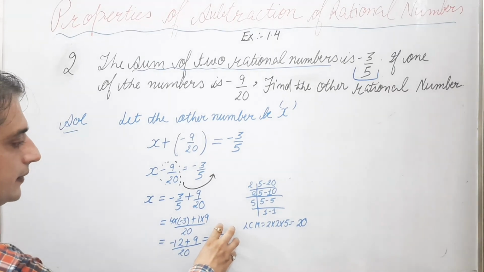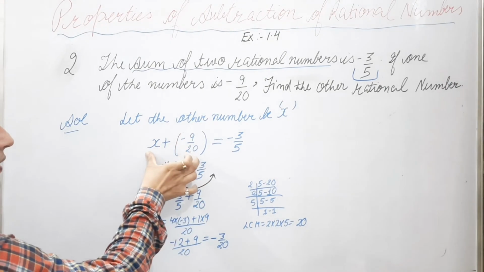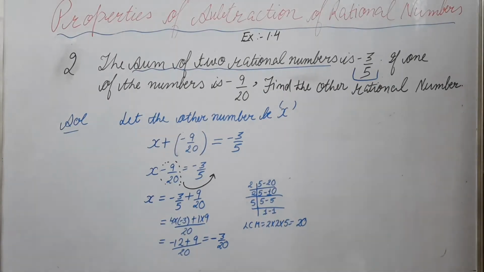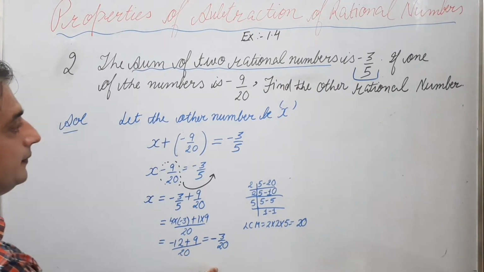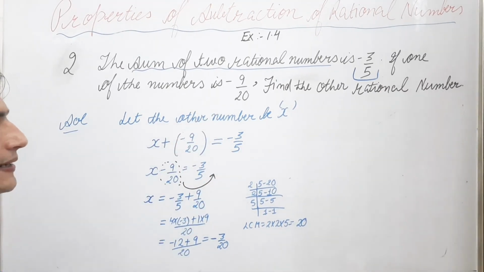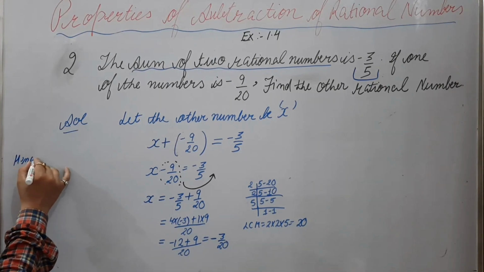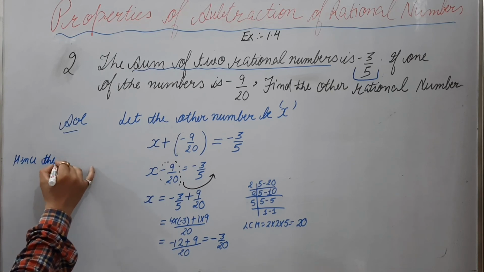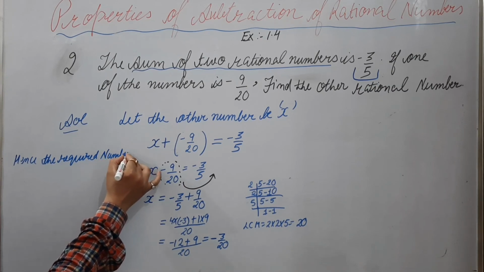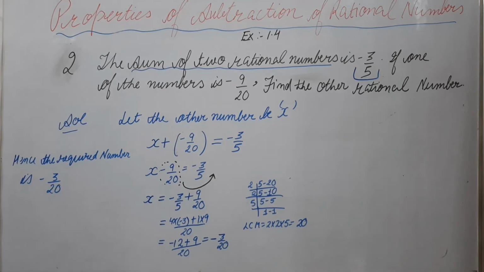That is the unknown rational number that we had to find. This rational number, when added to minus 9 upon 20, gives the result minus 3 upon 5. So the number to be added to minus 9 upon 20 is minus 3 upon 20. So you can write here, hence the required number is minus 3 upon 20.